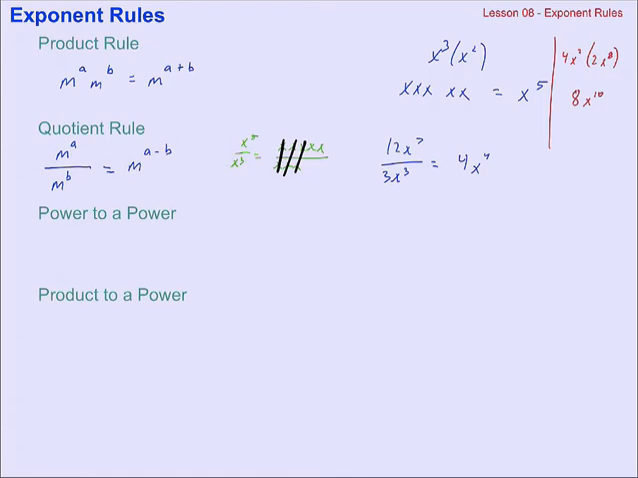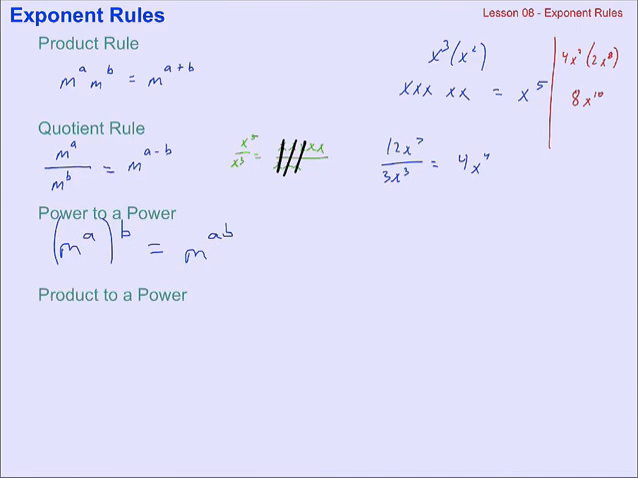The next rule is a power to a power. Oh no, my pen just stopped working. Power to a power is m to the a to the b. In this case, we would multiply the two exponents to get the final exponent. So m to the a to the b is equal to m to the a times b.